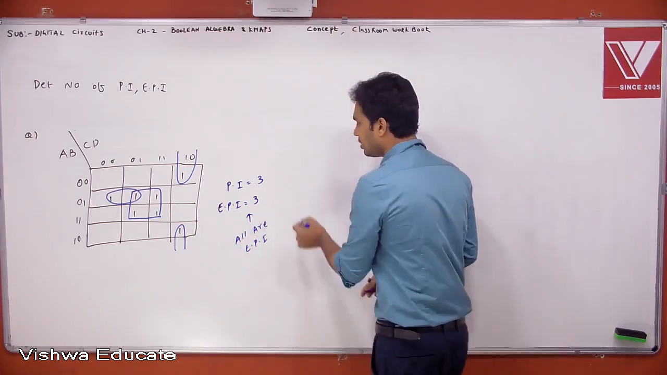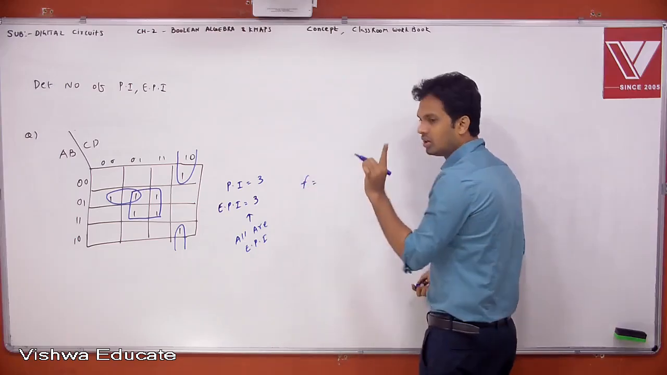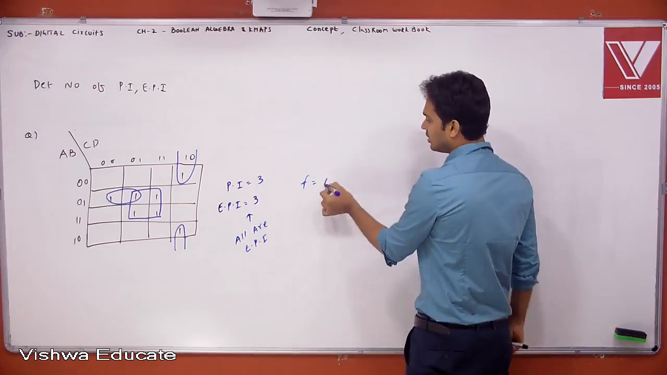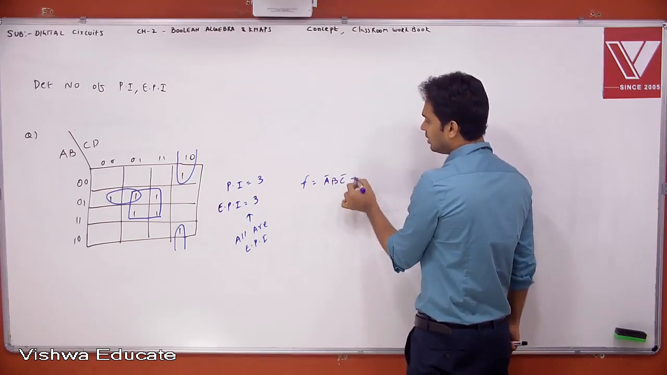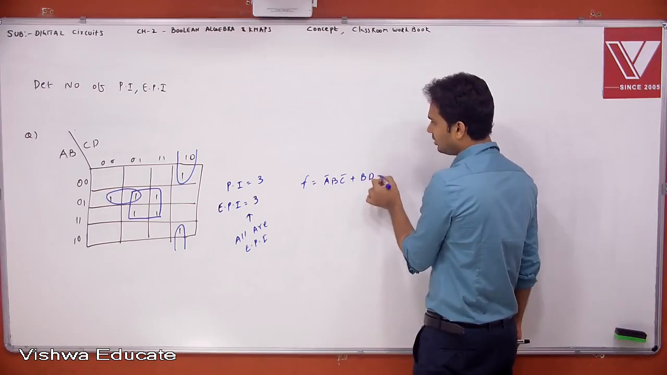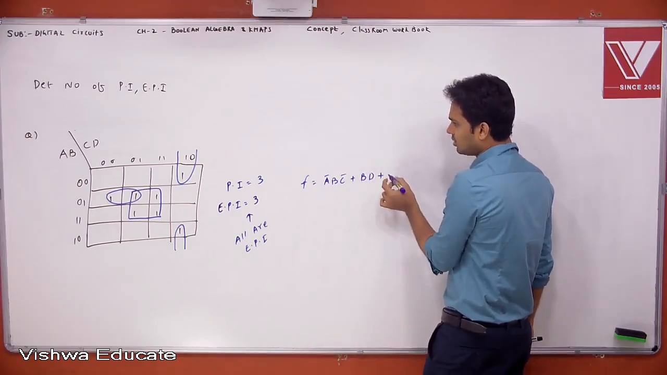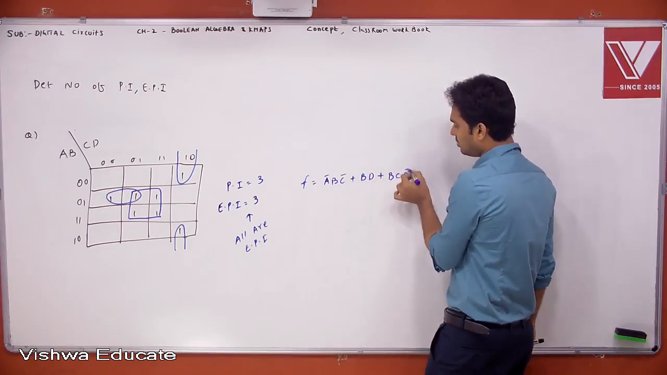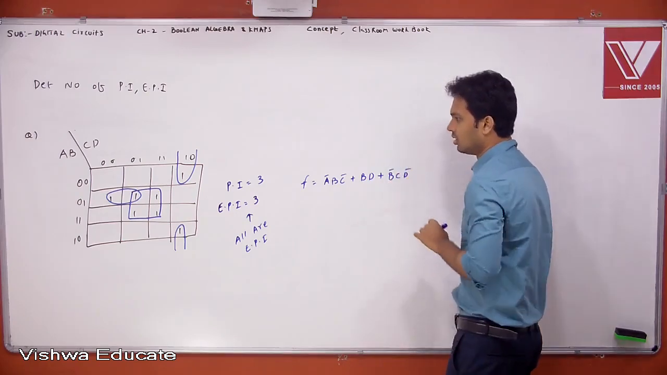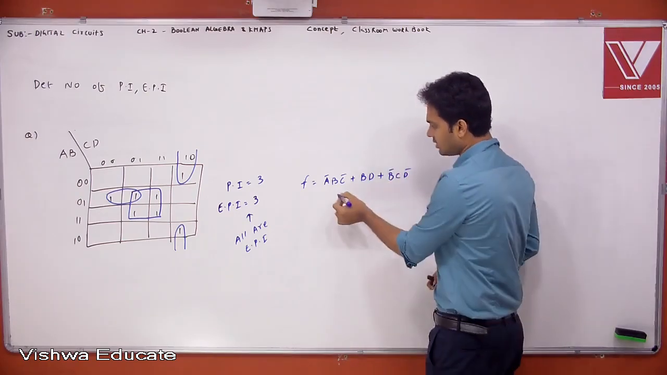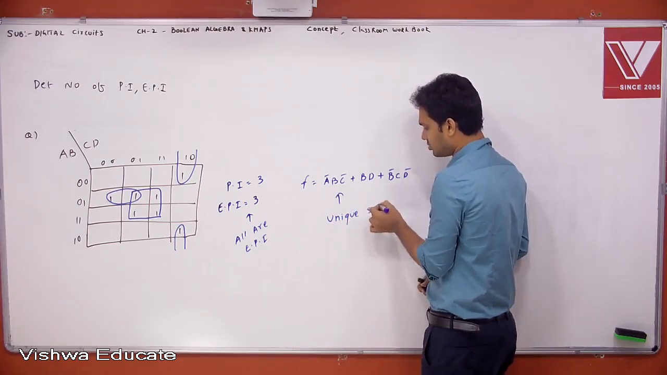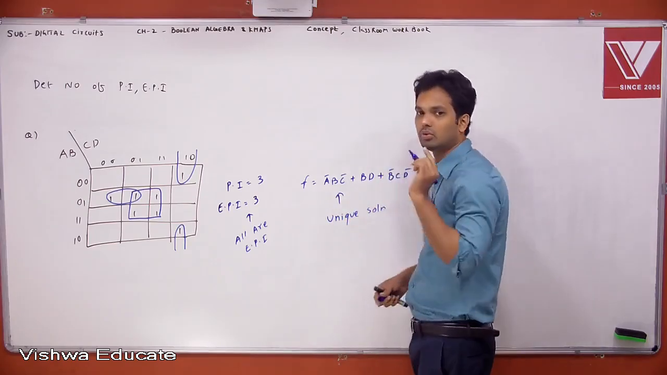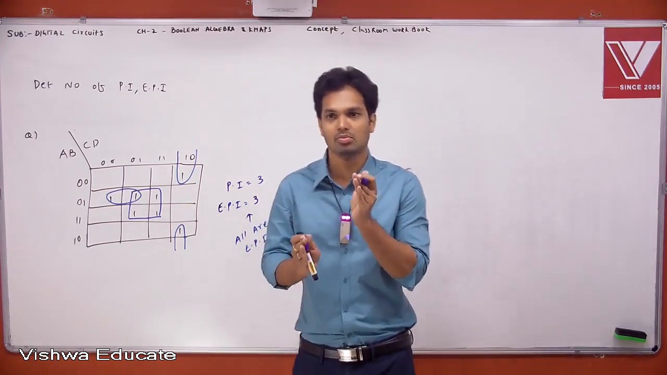In this case, what happens is you have only one possible solution, that is for pair A bar B, C bar. For quad it is BD. For another pair it is B bar C D bar. Now you observe here what is the condition. When all are EPI, you have unique solution, single solution. So we have seen all possibilities.